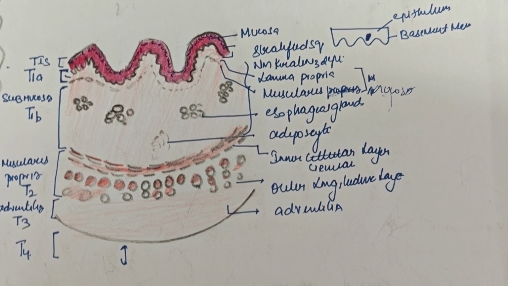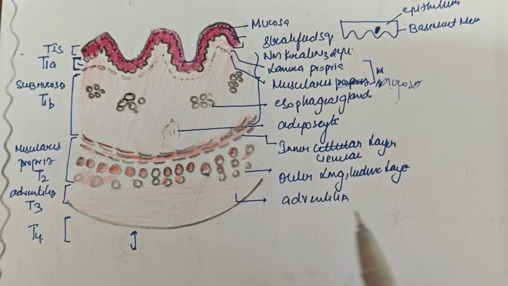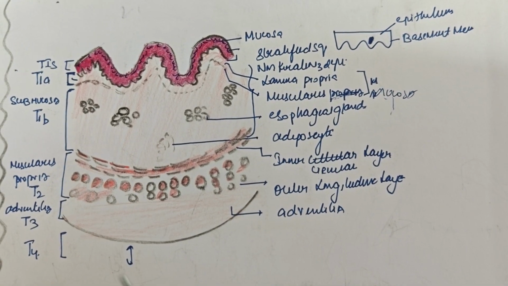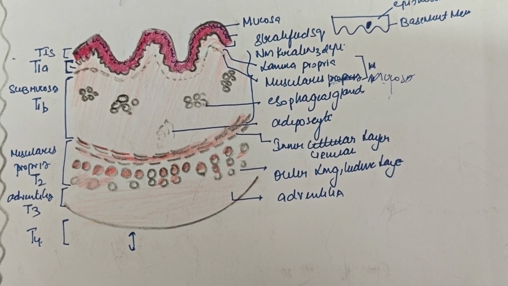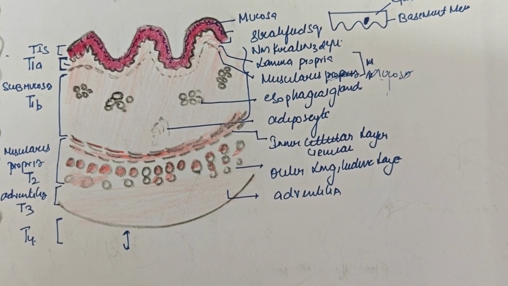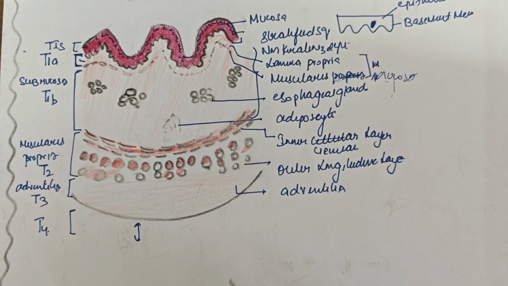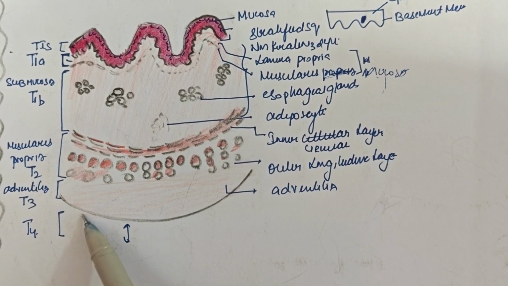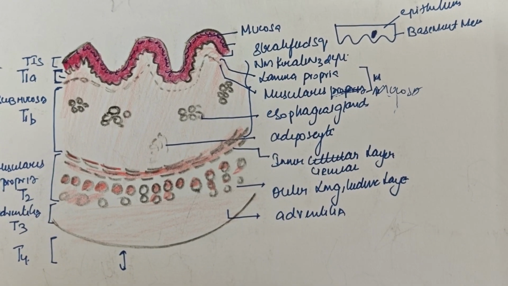T1b, submucosa. What is T2? T2 invades the muscularis propria. You can just remember, since the muscle has two layers, longitudinal muscle and circular muscle, it's T2. Next you have T3: if it invades the adventitia, that's T3 stage in TNM.